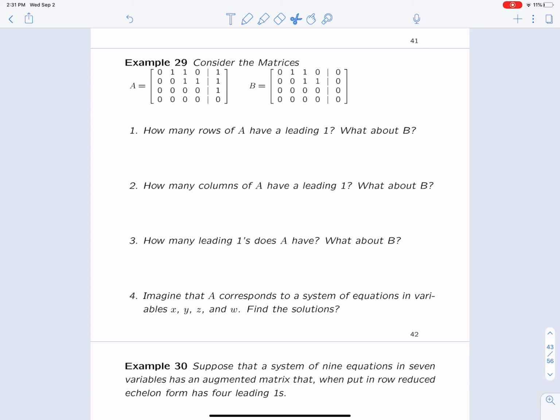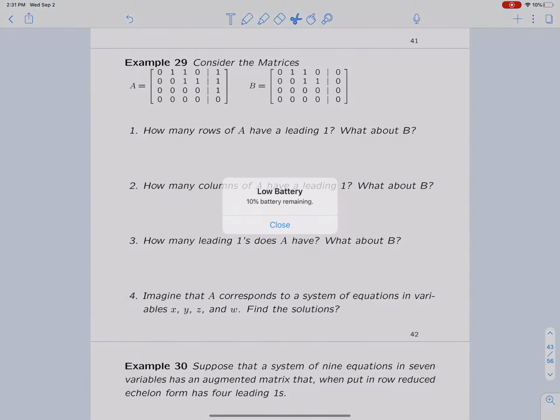Okay, I just wanted to follow up Wednesday's lecture with just a few of the examples that are in this chapter. So I'm on page 42 of the notes. I skipped a few pages because we'll go over those on Wednesday, but I just wanted to make sure I've honed in on the main points.